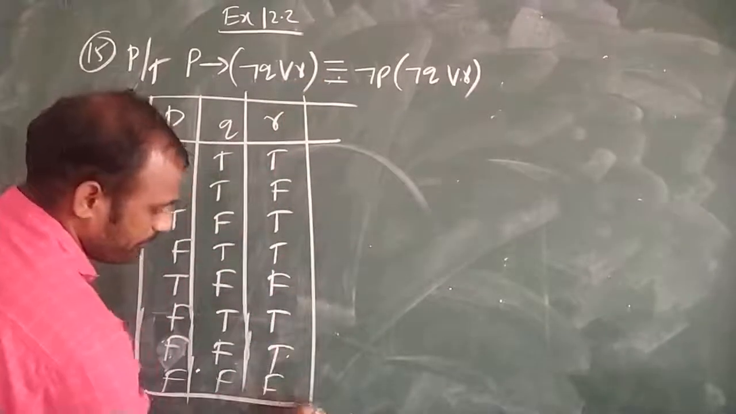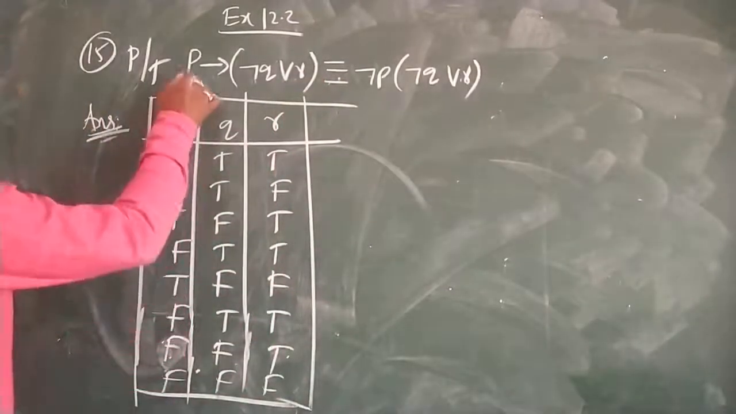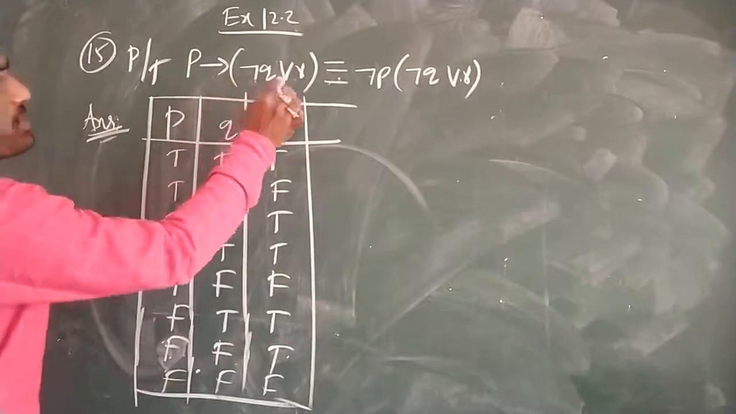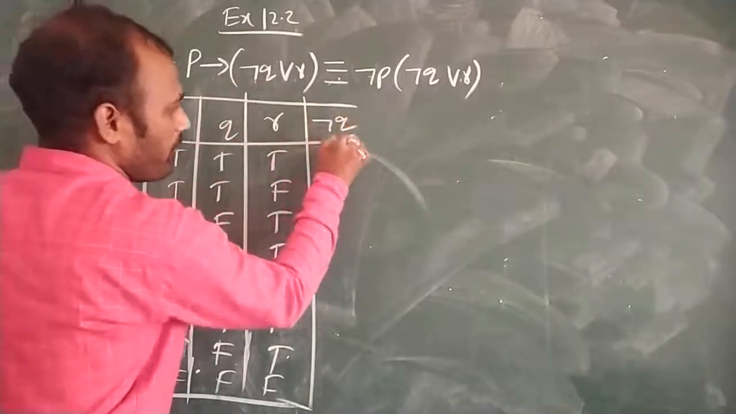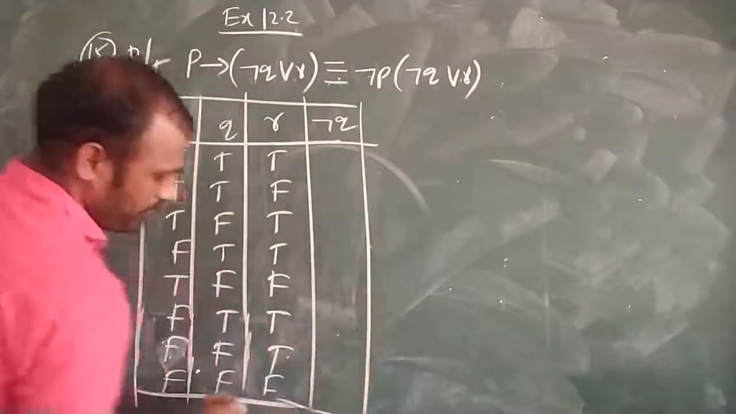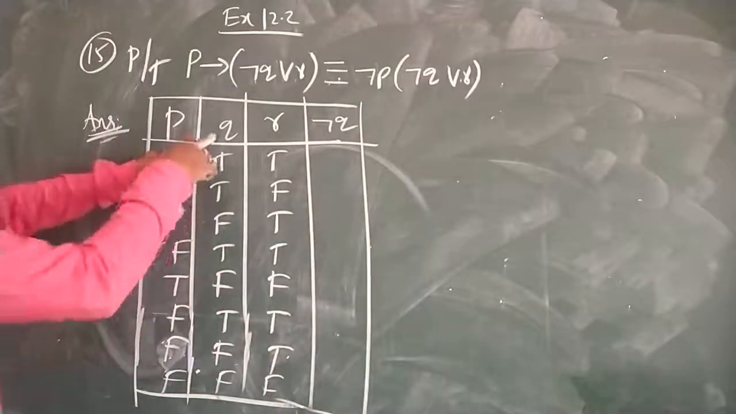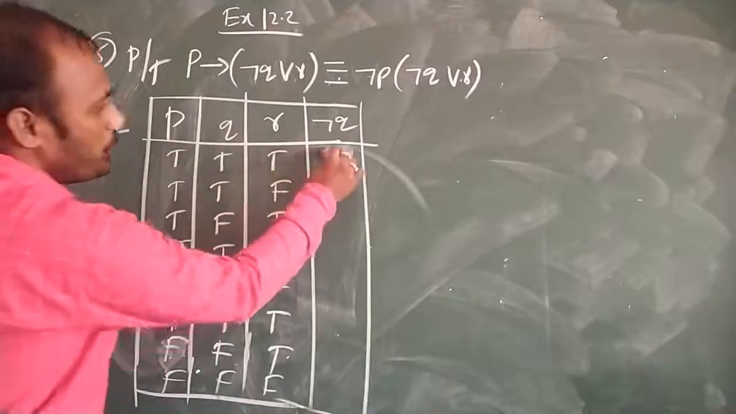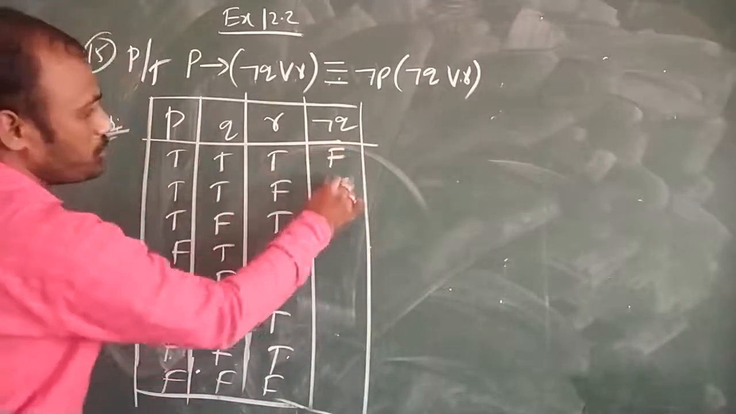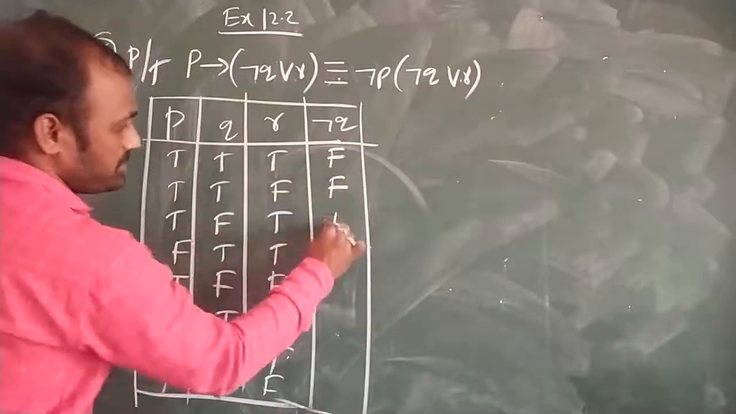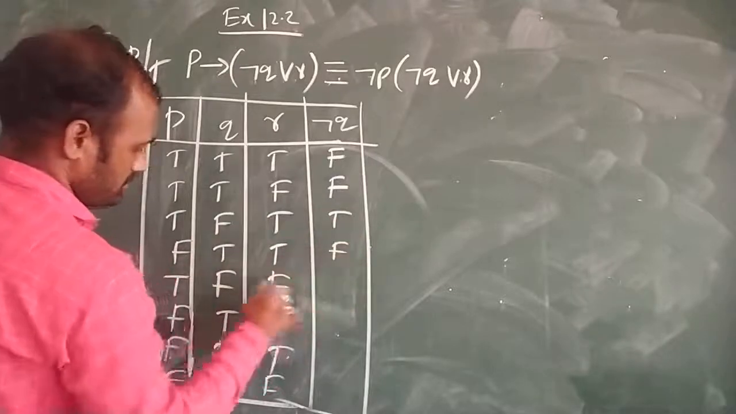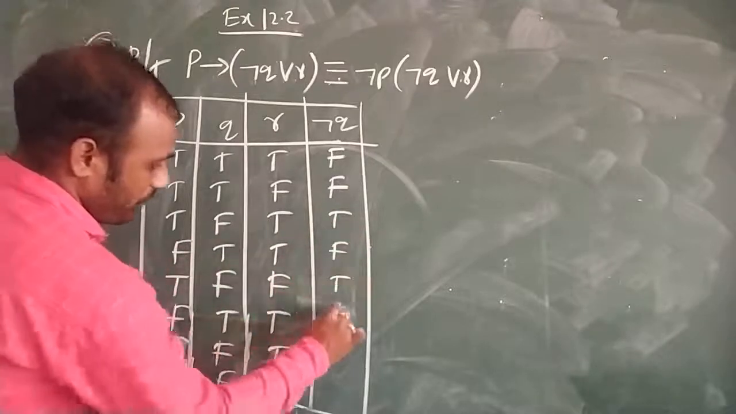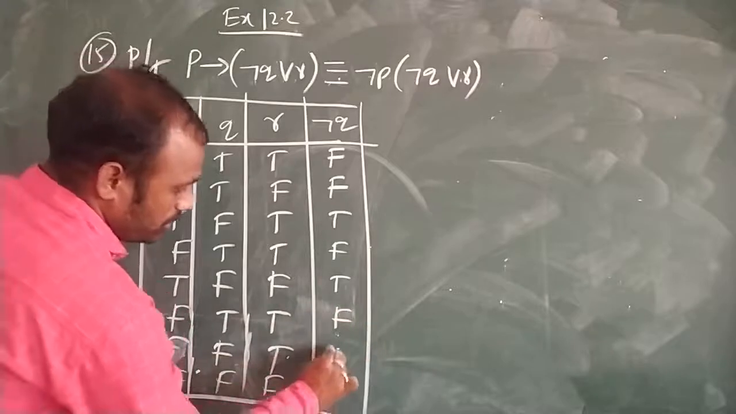Now, observe here. First, the P column is there; next we need negation Q. The negation Q column we have to maintain here. So negation Q is nothing but for Q statements, whatever it is there, we will write the negation. So if it is true, the answer will be false. So next will be true, false, true, false, true, true.